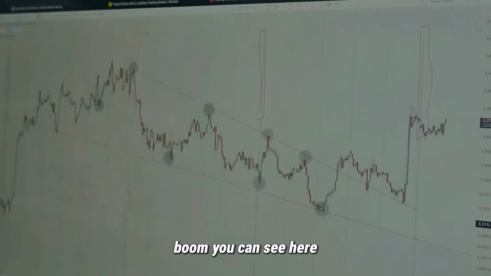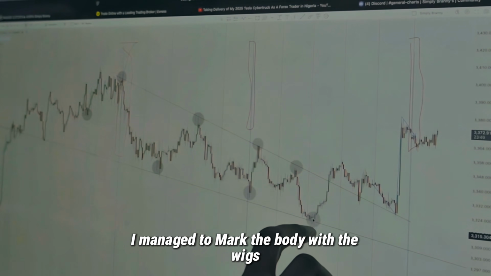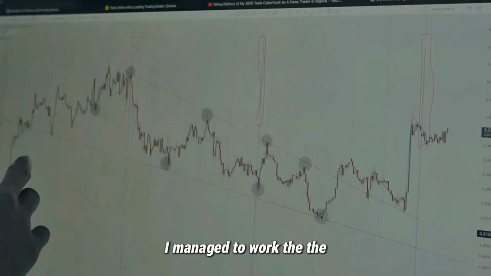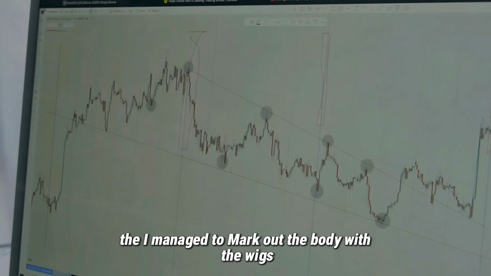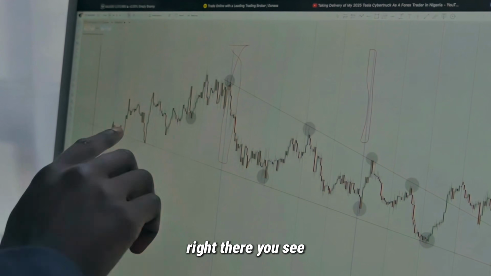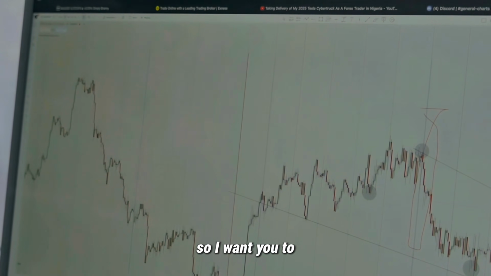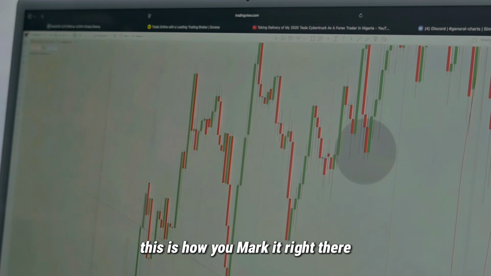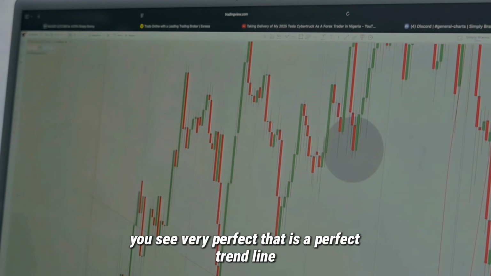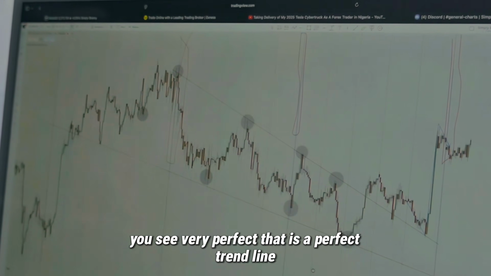Boom. You can see here I managed to mark out the body with the wicks right there. You see? So I want you to show these guys so that they can understand. This is how you mark it right now. You see? Very perfect. That is a perfect trend line.